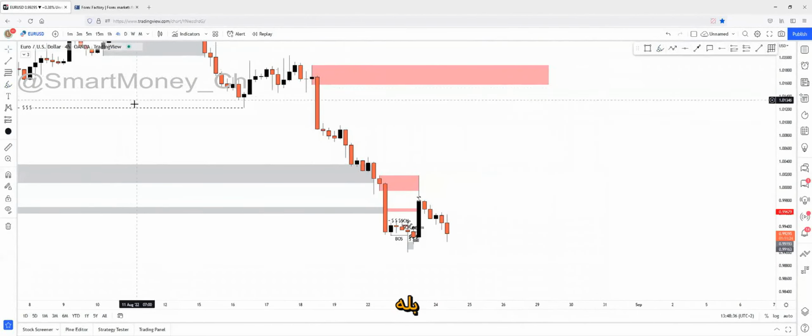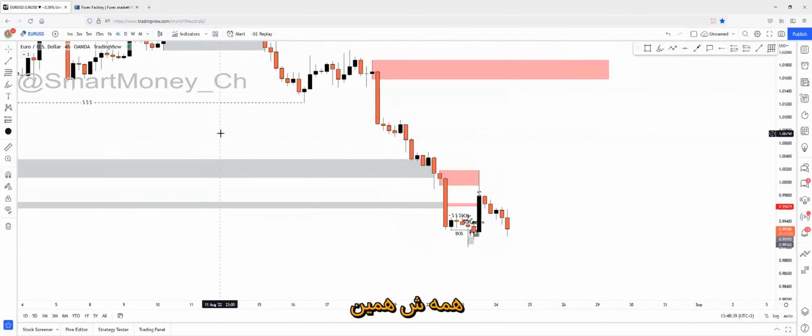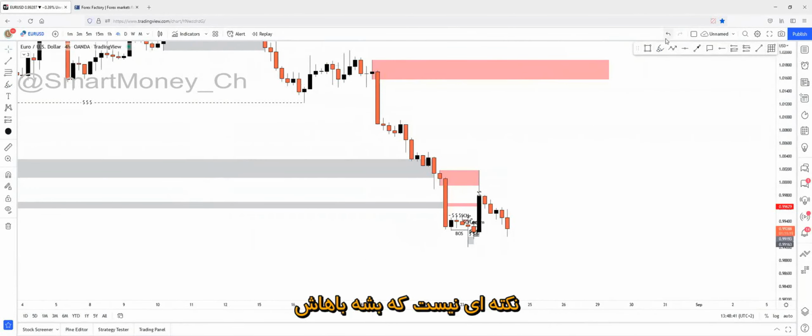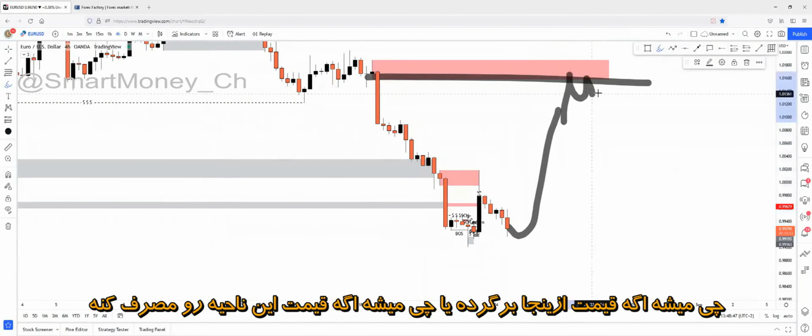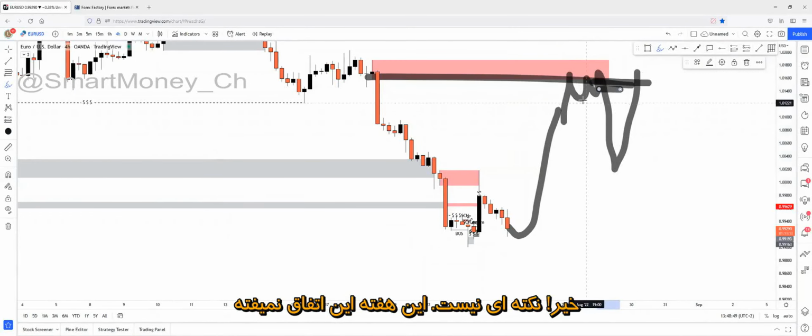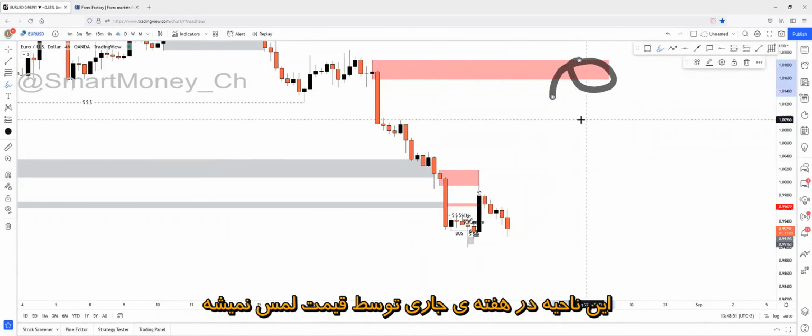And yeah, that's it. That's it technically. There's no point to create further analysis for the higher zones. What if price reverses here and what if price mitigates this zone? No, there's no point. It won't happen this week. This zone won't be tapped this week.